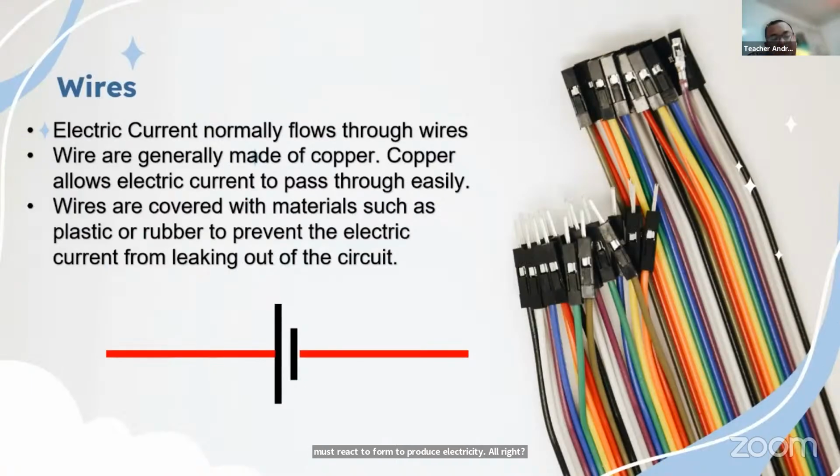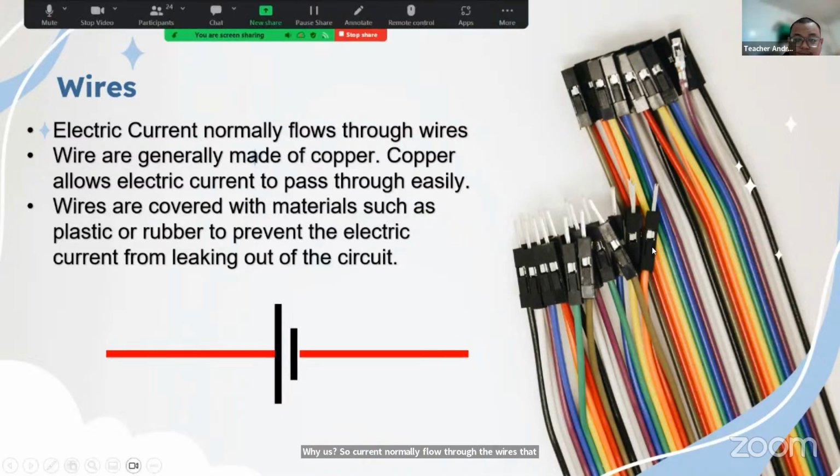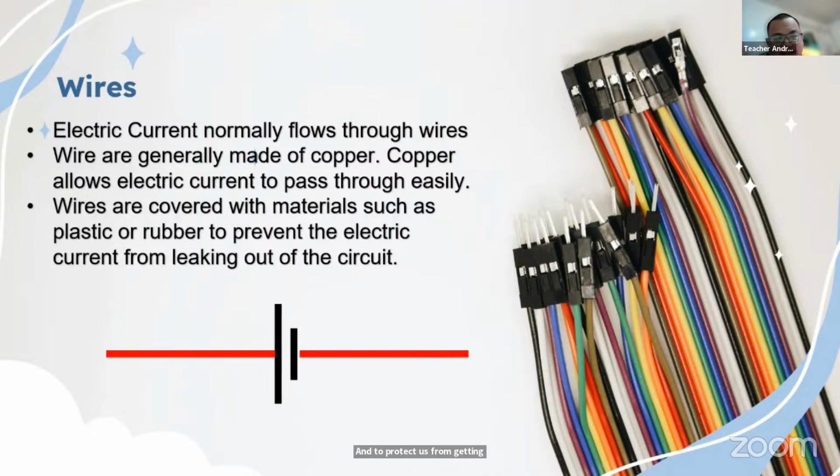Next up, when we have battery, we definitely need to have wires. So current normally flows through the wires that you can see from the picture here, all these wires. And all these wire materials are usually copper, because copper allows the current to pass through very easily. And to protect us from getting shocked by the electricity, we cover the wire with materials such as plastic or rubber to prevent this current from leaking out of the circuit. This is to prevent any hazard while using them.